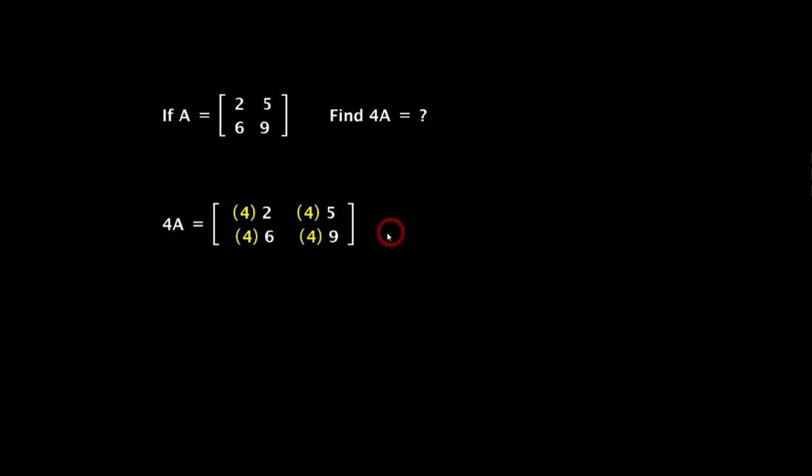And the simplification is we have to multiply 4 times 2, write it on the right position. We have to multiply 4 times 5, write it on the right location. 4 times 6, write it on the right location, which is 24. 4 times 9, write it on the right location. Easy. Now on next videos, we have to learn some systems.